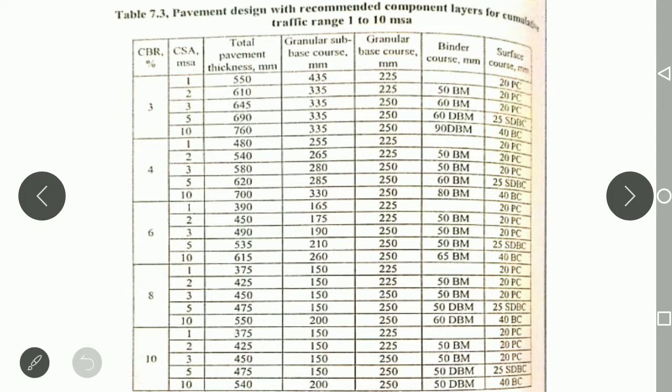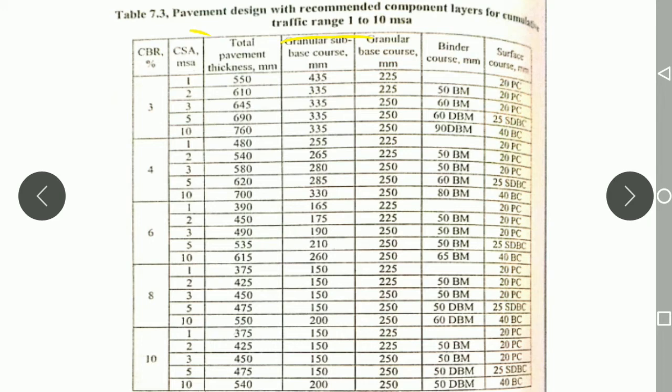You can observe here, these tabular columns have been given for this designing purpose, for fixing the thickness of the different layers in the flexible pavement. Just observe the title carefully: the pavement design with the recommended component layers, cumulative traffic range. Cumulative traffic range is nothing but the CSA value, that is, cumulative number of standard axles. If it is 1 to 10 MSA, million standard axles, then you can use this chart.